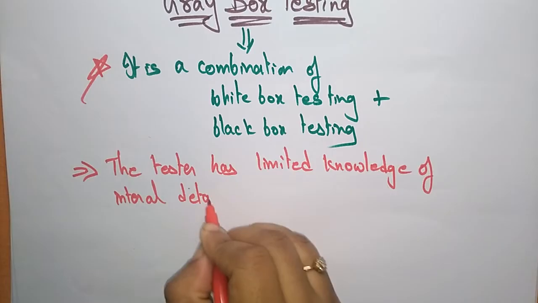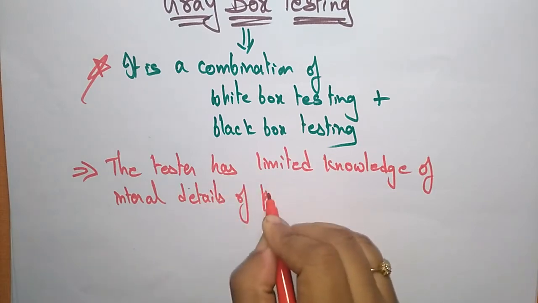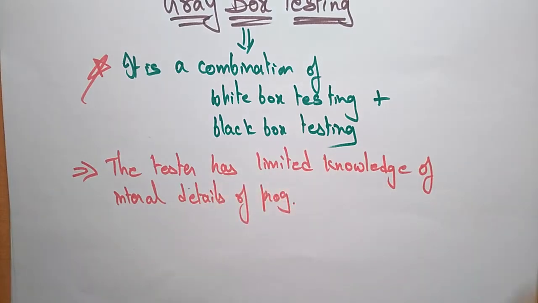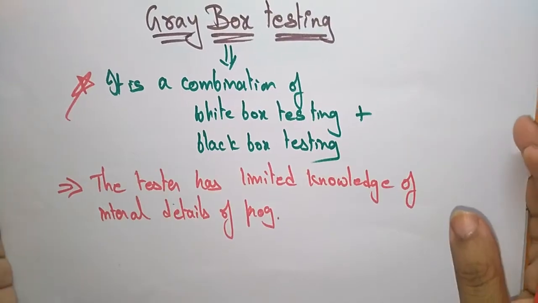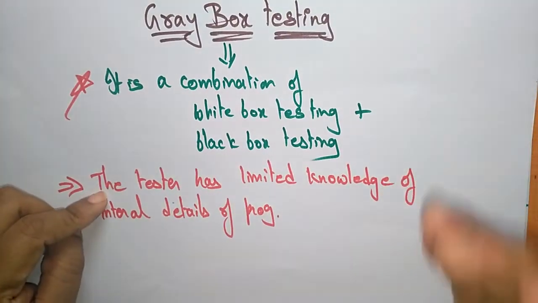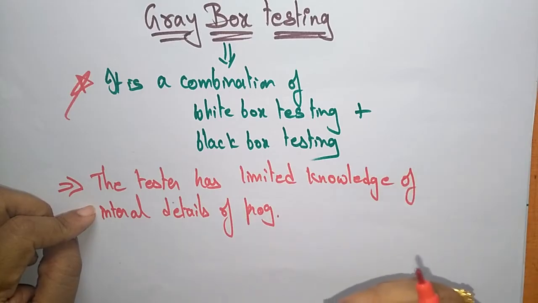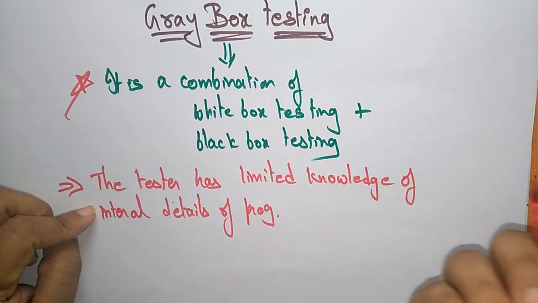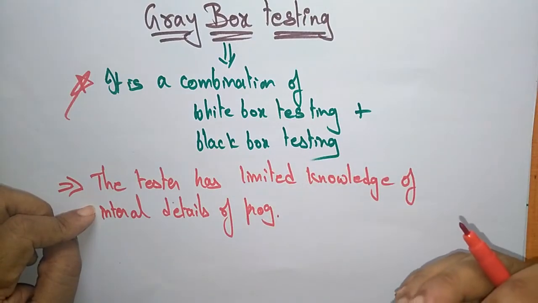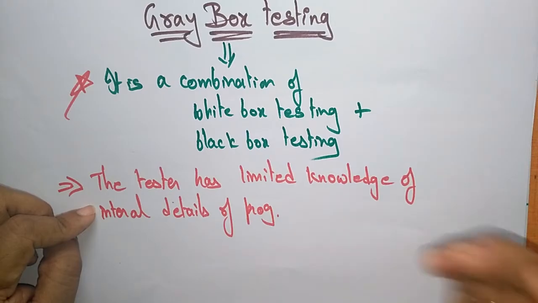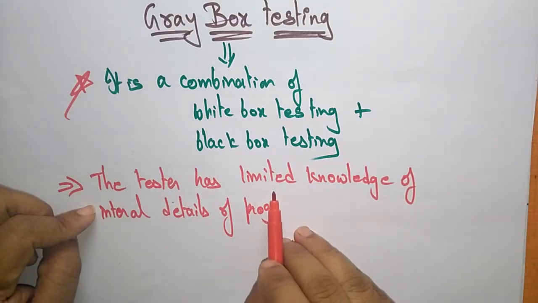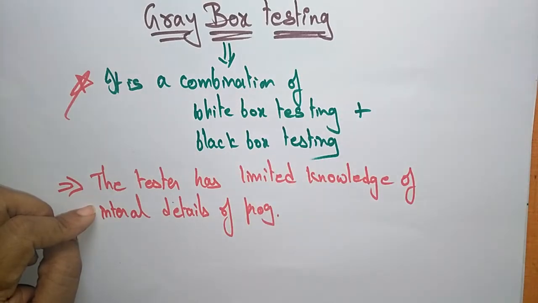Internal details of a program means the tester who is using gray box testing is having limited knowledge of internal details. If he is having only limited knowledge, then he can go for gray box. It completely depends upon the tester who is going to test the project. If the tester has limited knowledge, then gray box is preferred.